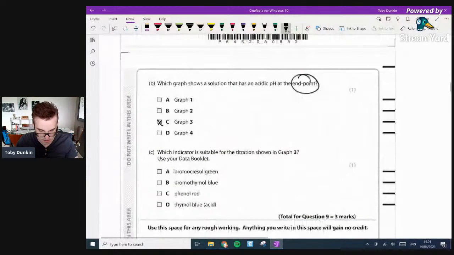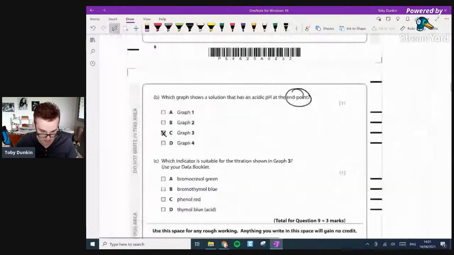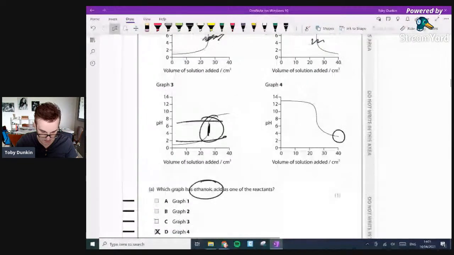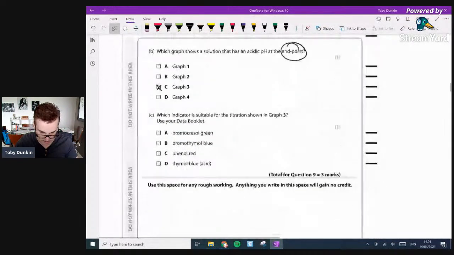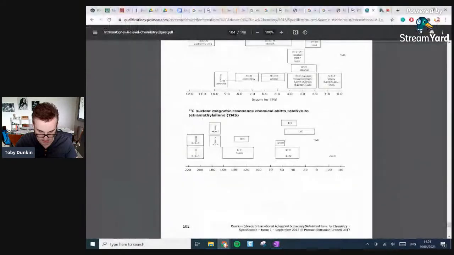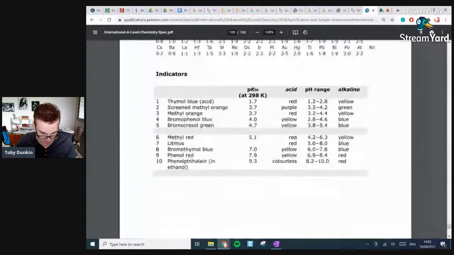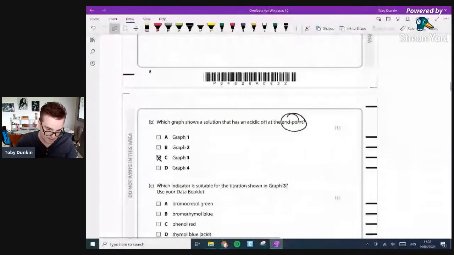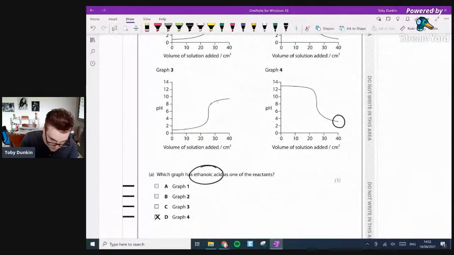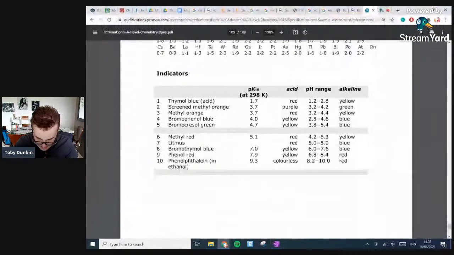Which indicator is suitable for graph number 3? Okay, graph number 3, and they want me to use the booklet. So I need my indicators. Now the equivalence point of this is low, so we've got a very narrow vertical region here. So we need an indicator that changes anywhere between 4 and 6. So let's have a look at our data. pH range 4 to 6.